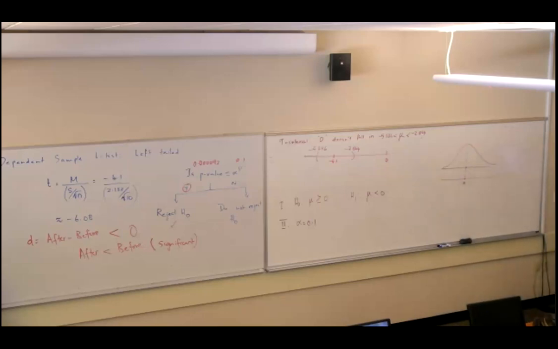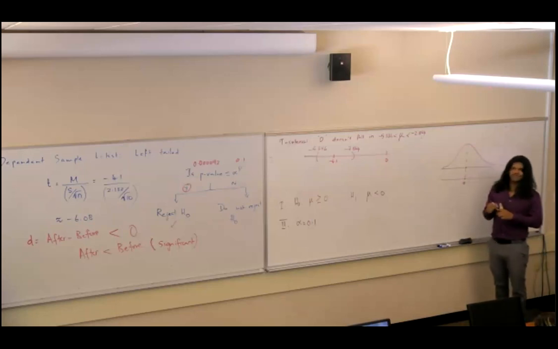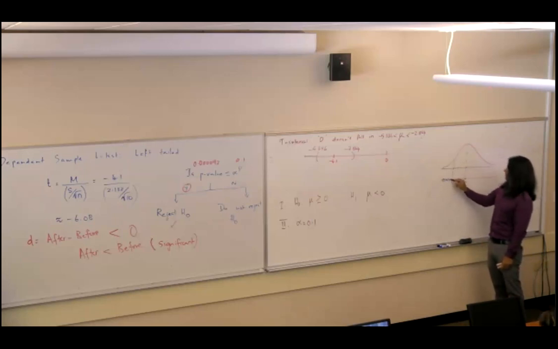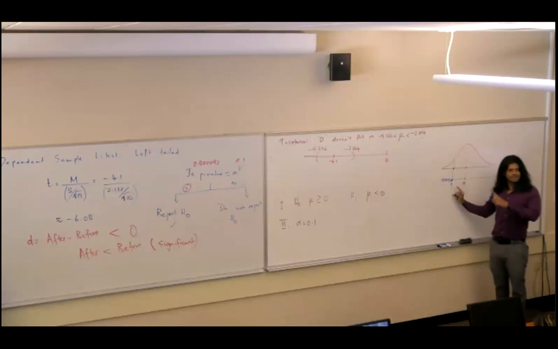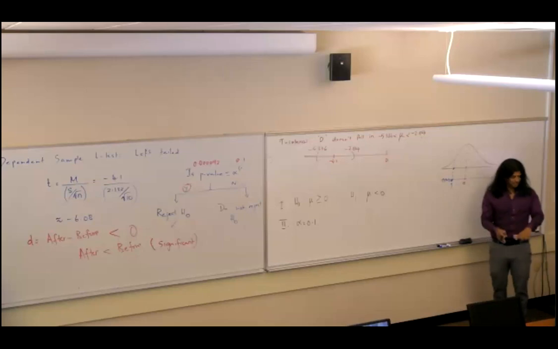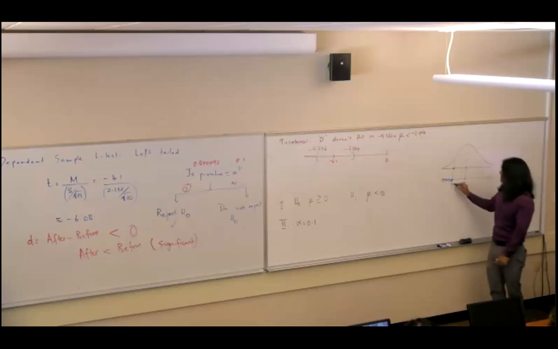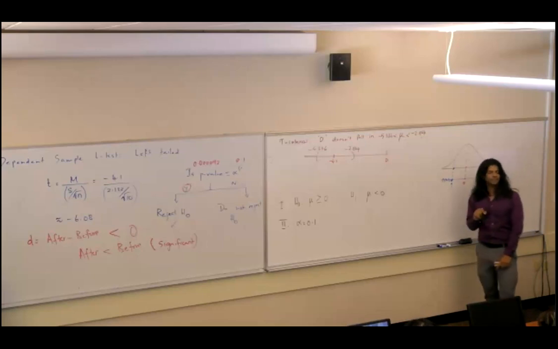Where should the rejection region be? Should it be on the right? Should it be on the left? Declan says left. Why left? Because it's a left-tailed test. Look at the alternative. Okay, so that is our negative critical value, or the cutoff. How do we find this cutoff? We have to use inverse T.